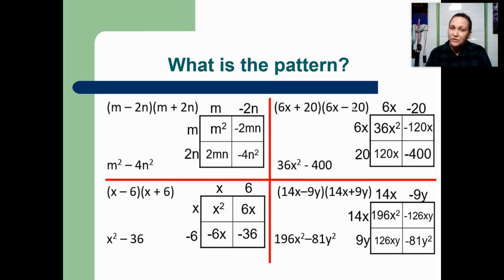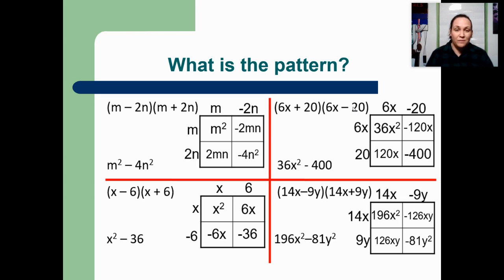Now, something else weird that's happening is my final answers on all of these are binomials. And that's never really happened before. Every time that I've multiplied a binomial times a binomial, I always get a trinomial. I get 3 terms. I have my first box, my last box, and then I have my diagonal, which gives me my middle term. But that's not happening here.